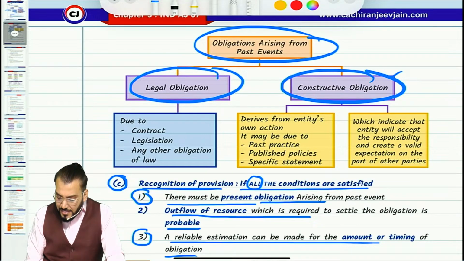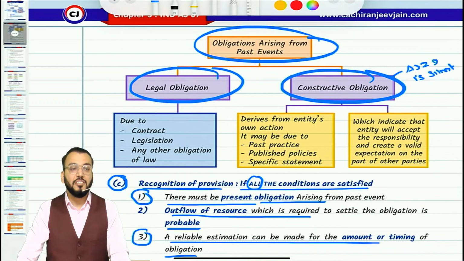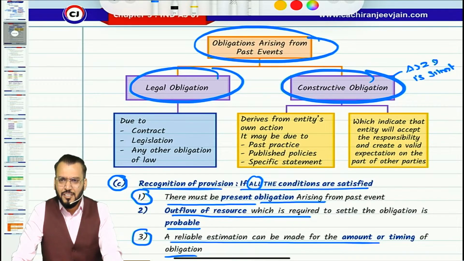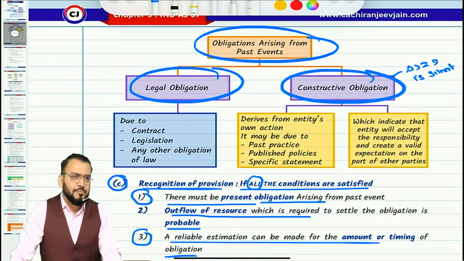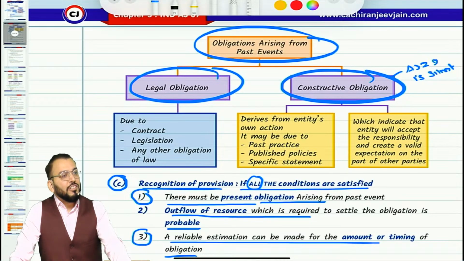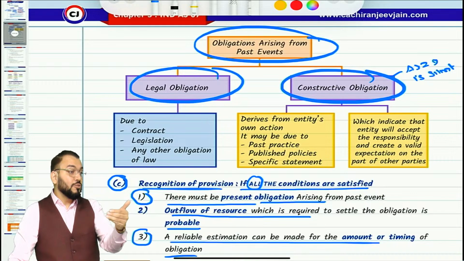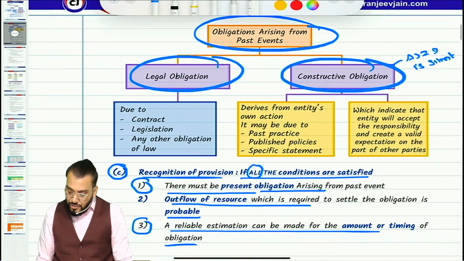AS 29 was silent regarding what? AS 29 was silent regarding constructive obligation. This is a new term in your life. Constructive obligation. Yes or no? Because AS 29 was silent. AS 29 has only said obligation. Got it? Now Ind AS 37 says this will consist of both types of obligation: legal obligation and constructive obligation.